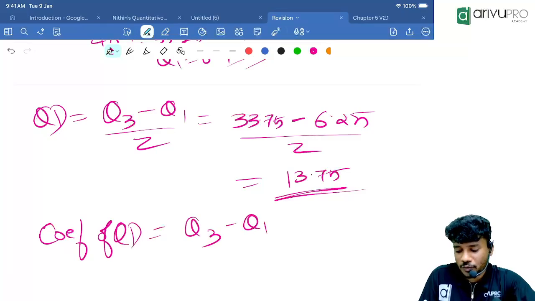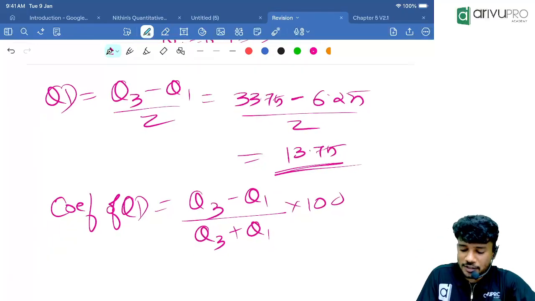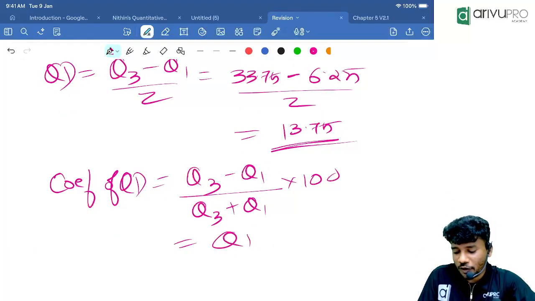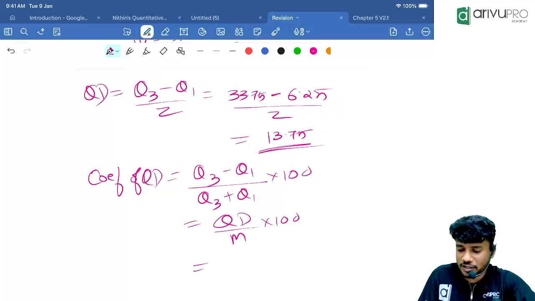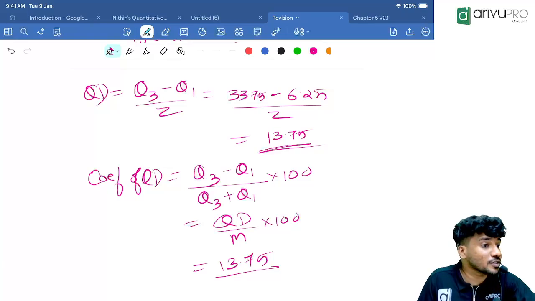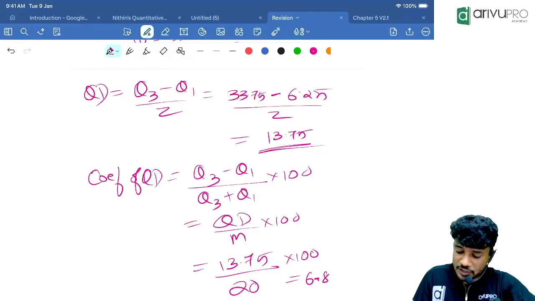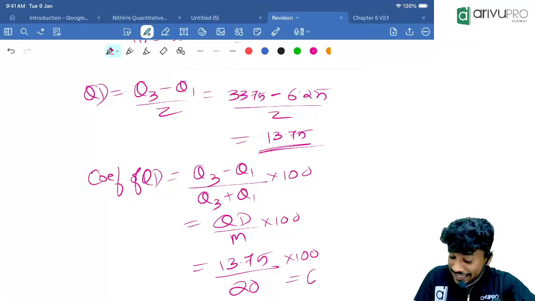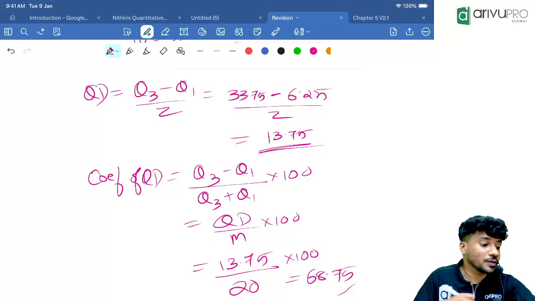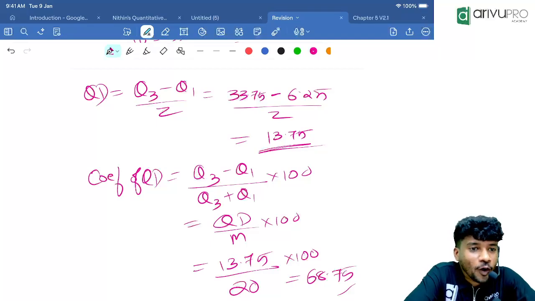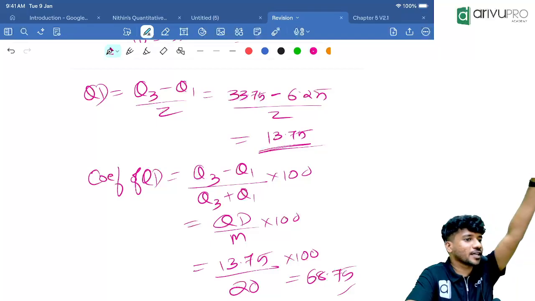How to find the coefficient of quartile deviation? Q3 minus Q1 divided by Q3 plus Q1 into 100. Or you will write it as quartile deviation divided by median into 100. Quartile deviation is how much over here? 13.75, divided by the median, which was 20, into 100. How much is the answer? 68.75.